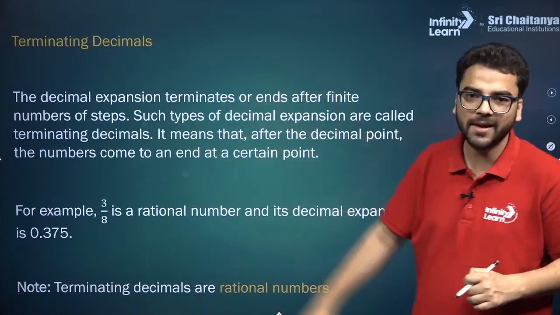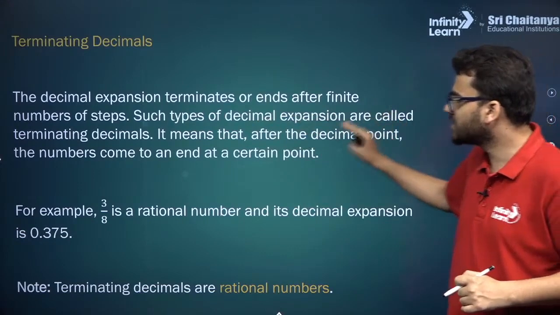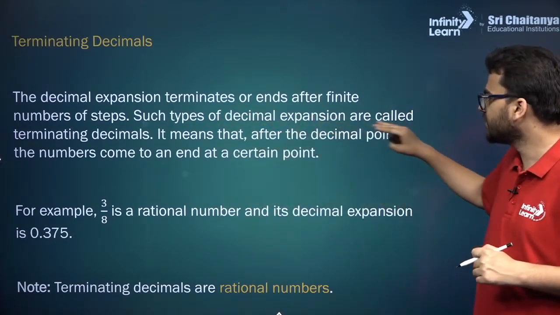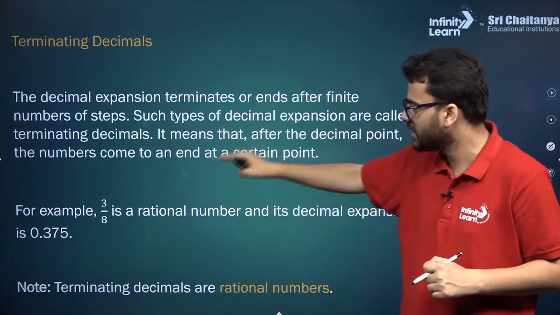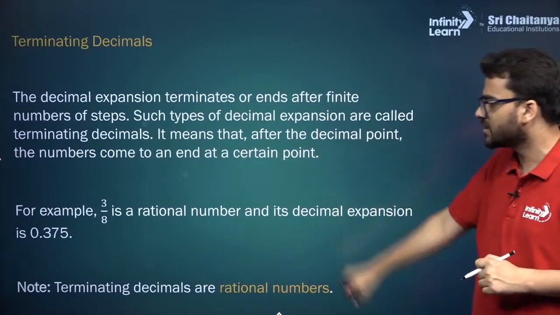Now we will talk about terminating decimal representation. The decimal expansion terminates or ends after a finite number of steps. We have seen in the previous slide, such types of decimal expansion are called terminating decimals. It means that after the decimal point, the numbers come to an end at a certain point.